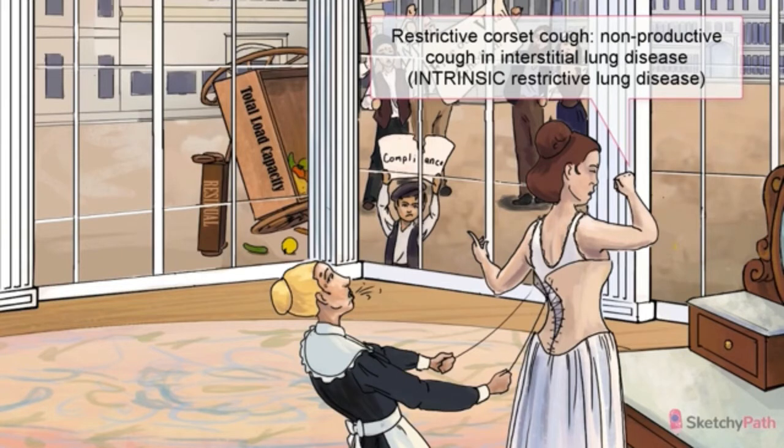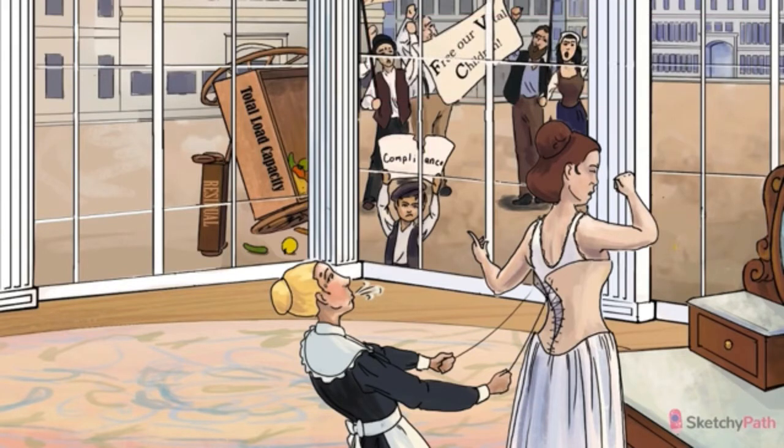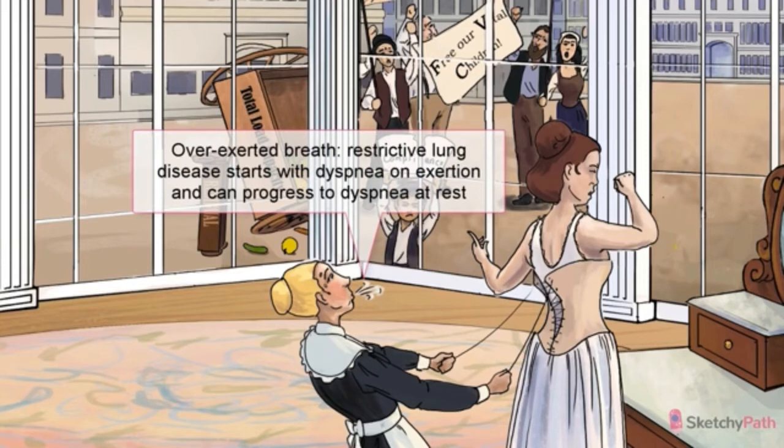Also, you see that uncomfortable breath let loose by the maid as she struggles with the corset? This is to remind you of dyspnea. Early in the course of disease, dyspnea will occur during times of exertion. As the disease progresses, however, patients can have difficulty breathing even at rest.